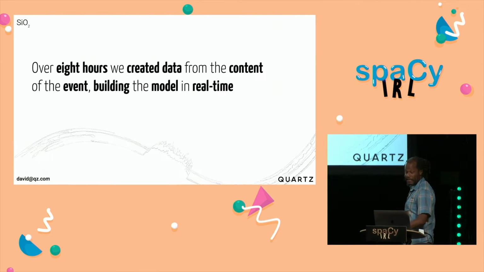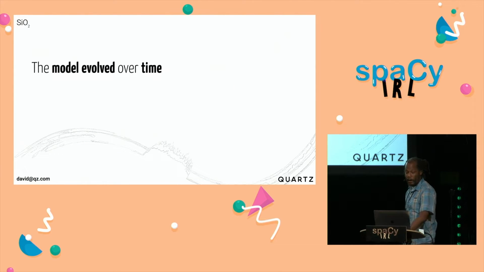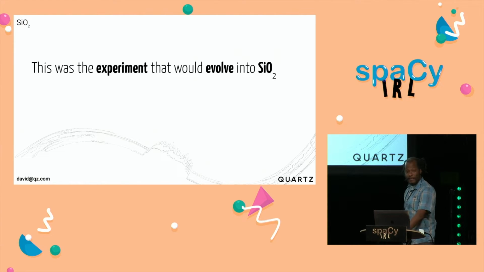8 hours, we created the data for the content. We pretty much started with nothing, no data to start with, and the data just built up over time. What we realized is that we were building the model in real time. And time is one of the most critical things in terms of news, time sensitivity. So this model was evolving over time. And that's the experiment that would become SciO2. If you haven't noticed up in the corner, SciO2 is there. SciO2 is the product that we call our natural language processing pipeline.